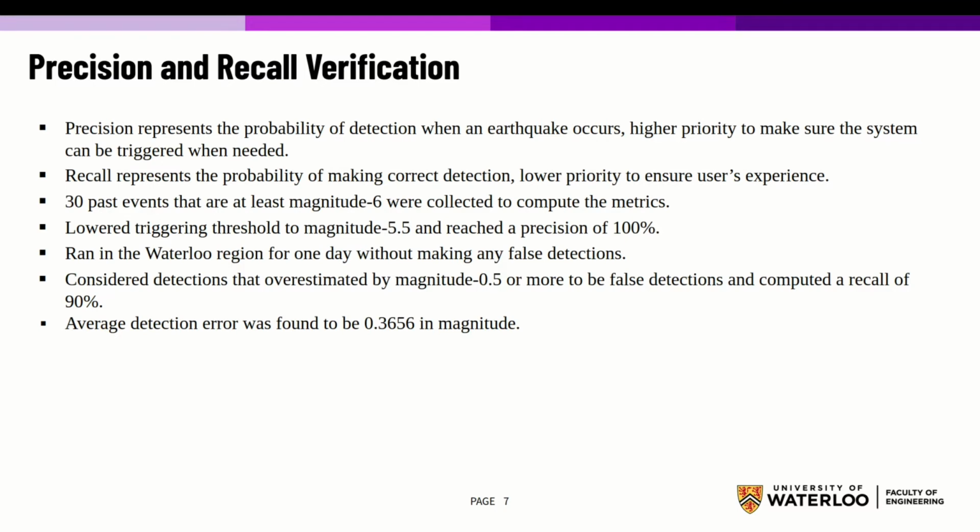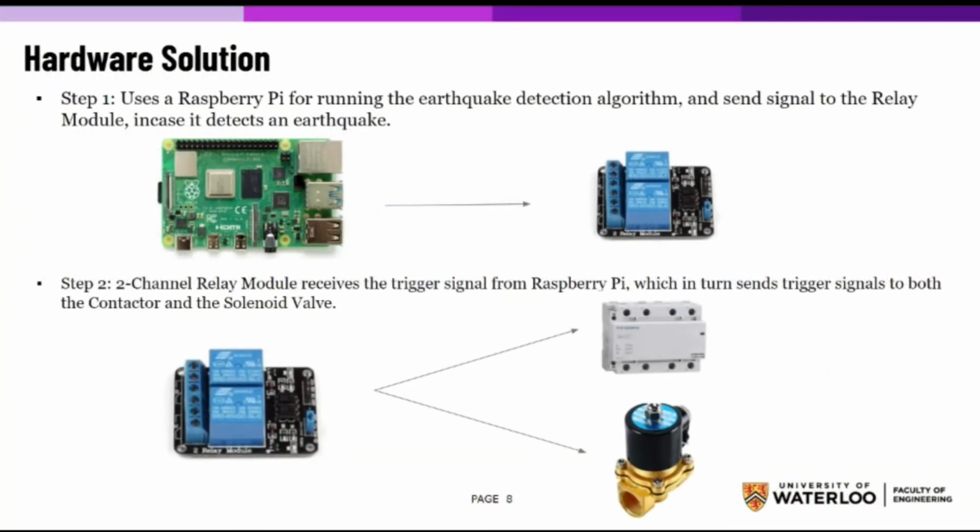The same test set returns a recall of 90%, which meets the objective. So for the hardware solution, we are using a Raspberry Pi for running the earthquake detection algorithm, which will send the signal to this relay module in case it detects an earthquake. So this would be step one.